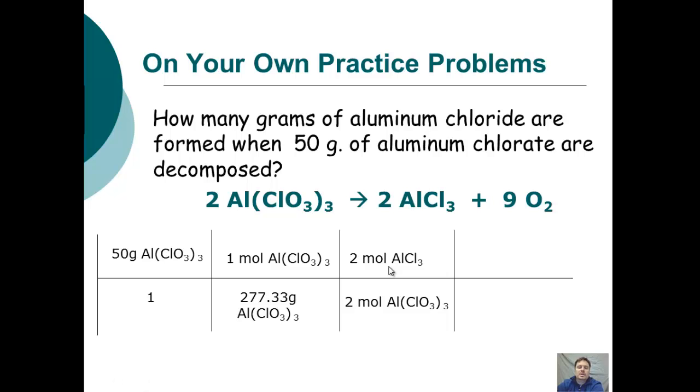Then finally we need to go from moles of AlCl3 to grams of it. And we do that this way. Okay. Run these numbers through your calculator and you should get an answer of 24.04 grams.